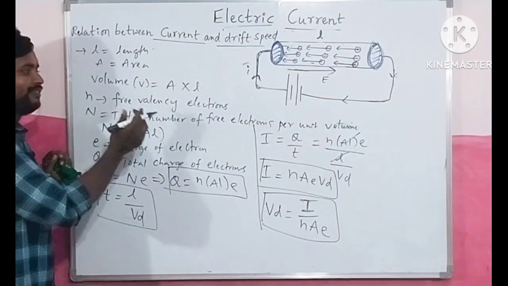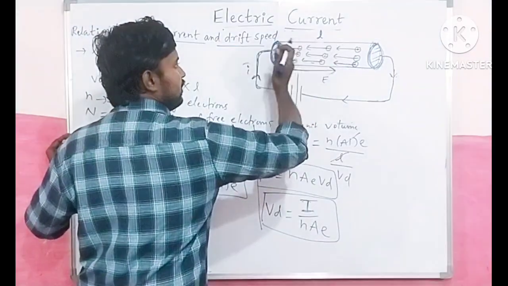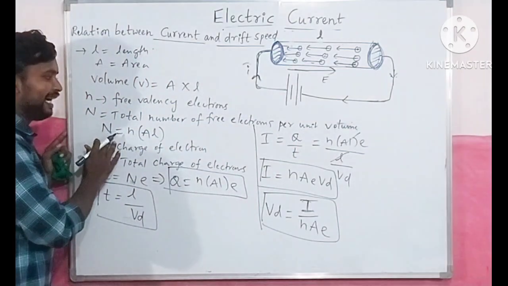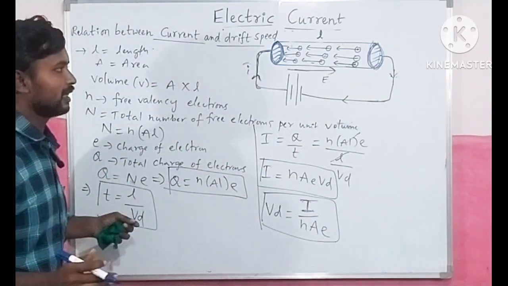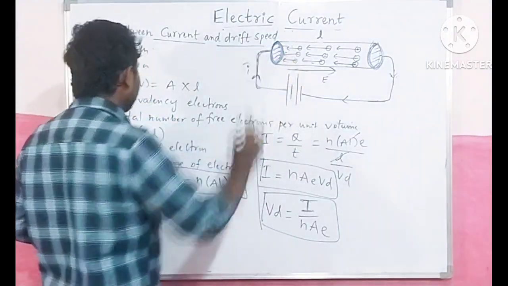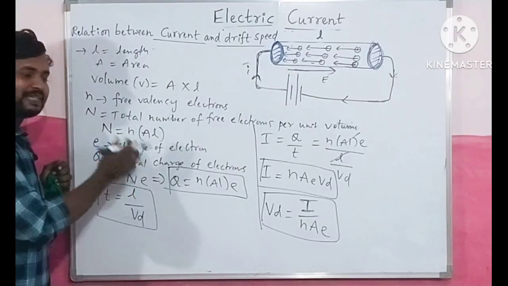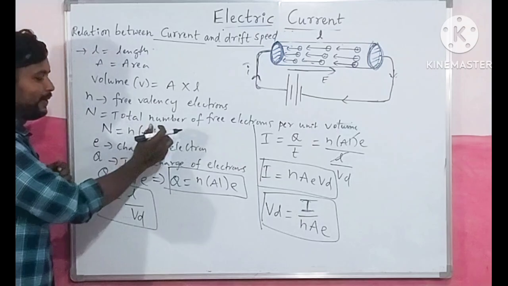Next, small n is the free valence electrons, which move opposite to the direction of the current. Small n means free electrons, and capital N is the total number of free electrons. So the total number of electrons, capital N, equals small n into A into L.